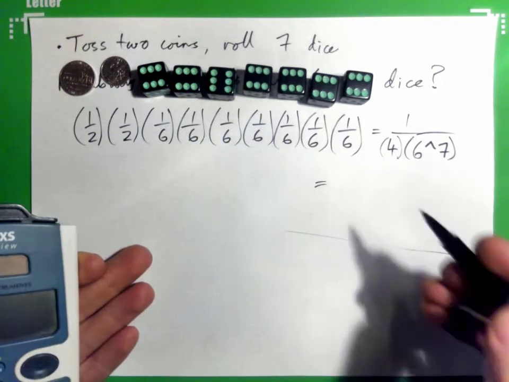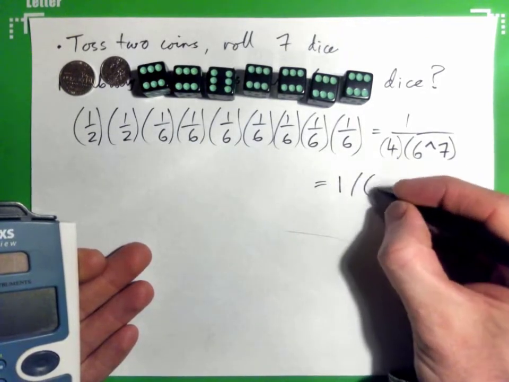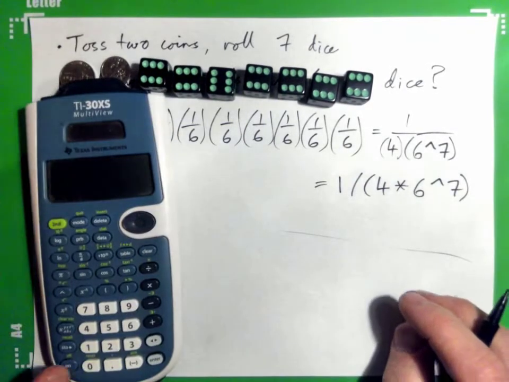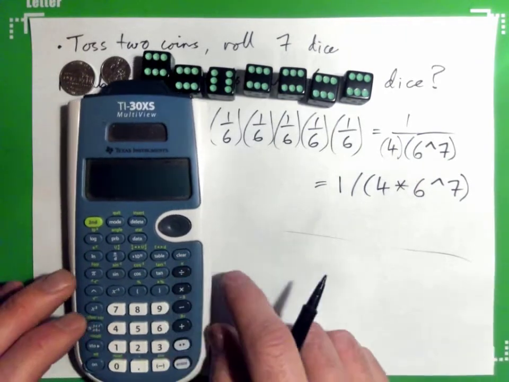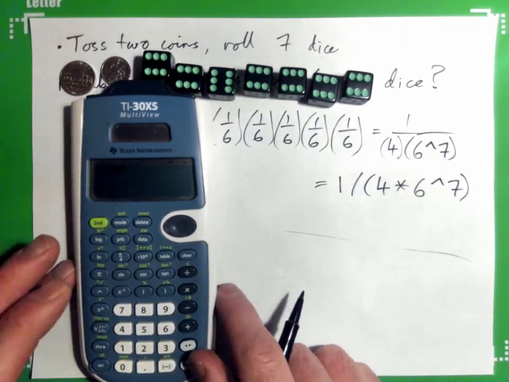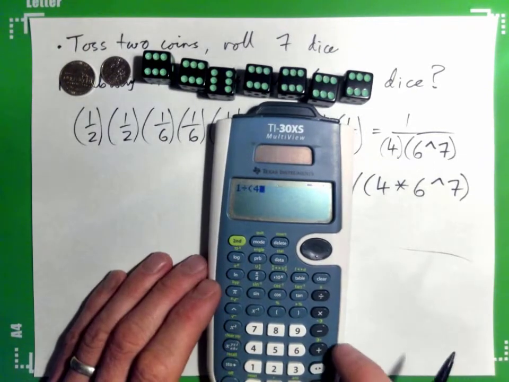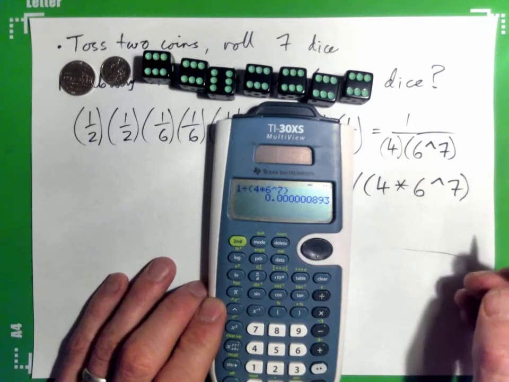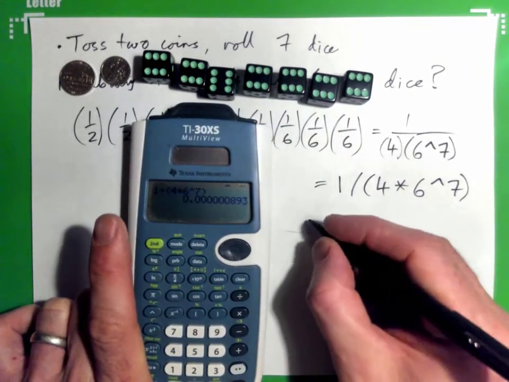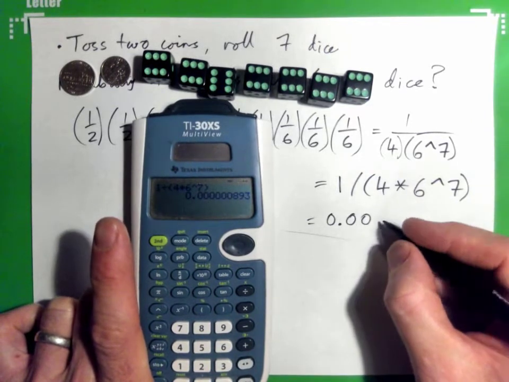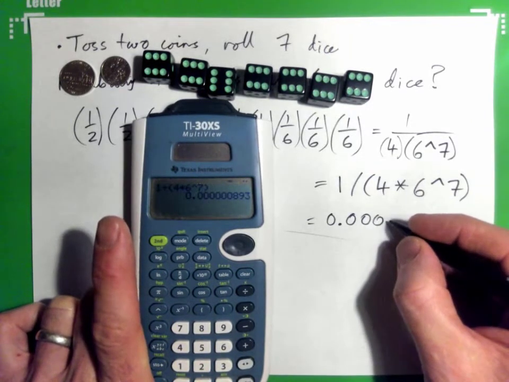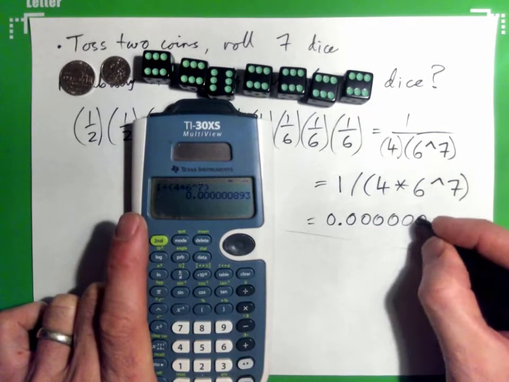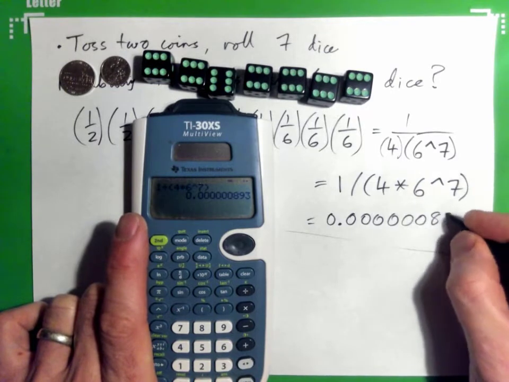I could go 1 over parenthesis 4 times 6 to the power of 7. That's one way of doing it. 1 over parenthesis 4 times 6 to the power of 7, which is this number, 0.0000008930. Yeah, it's very unlikely, right? What's that as a percentage, by the way?